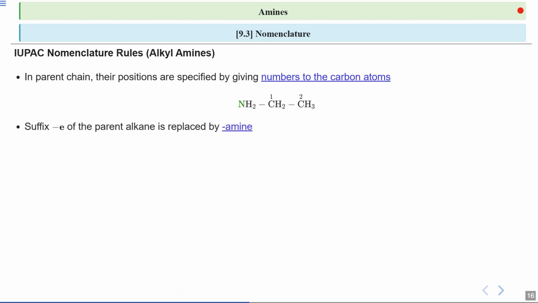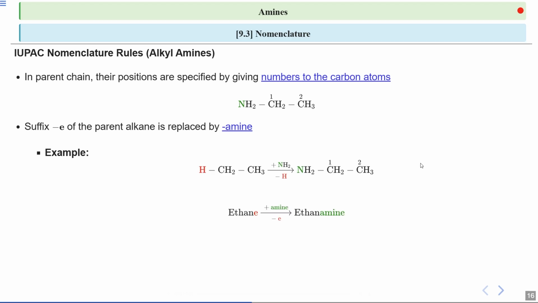Next, what happens when you write the name of the parent alkane? The suffix E at the end of the alkane name is replaced by amine to indicate the presence of the amino group. That is, the E of the parent alkane is replaced by amine.